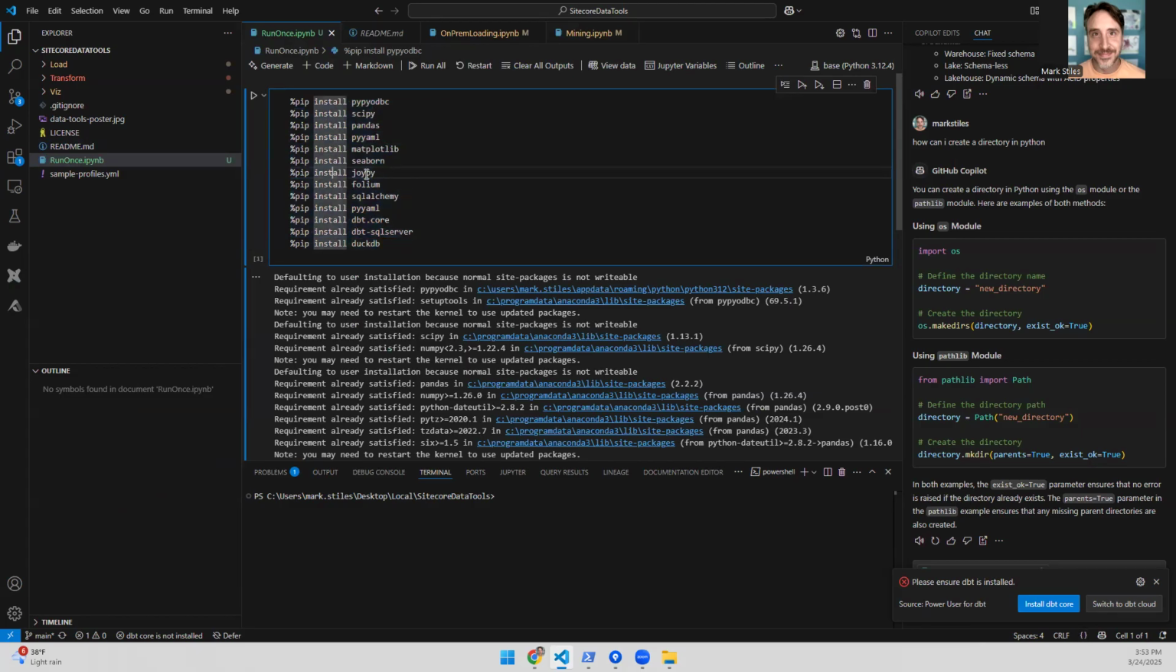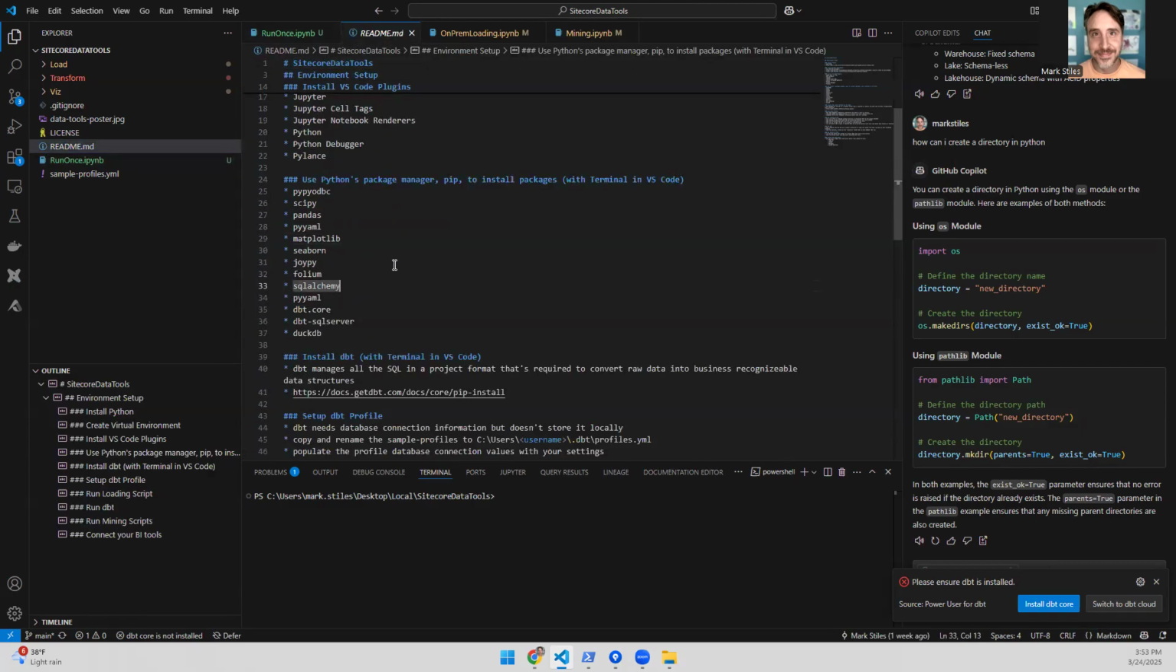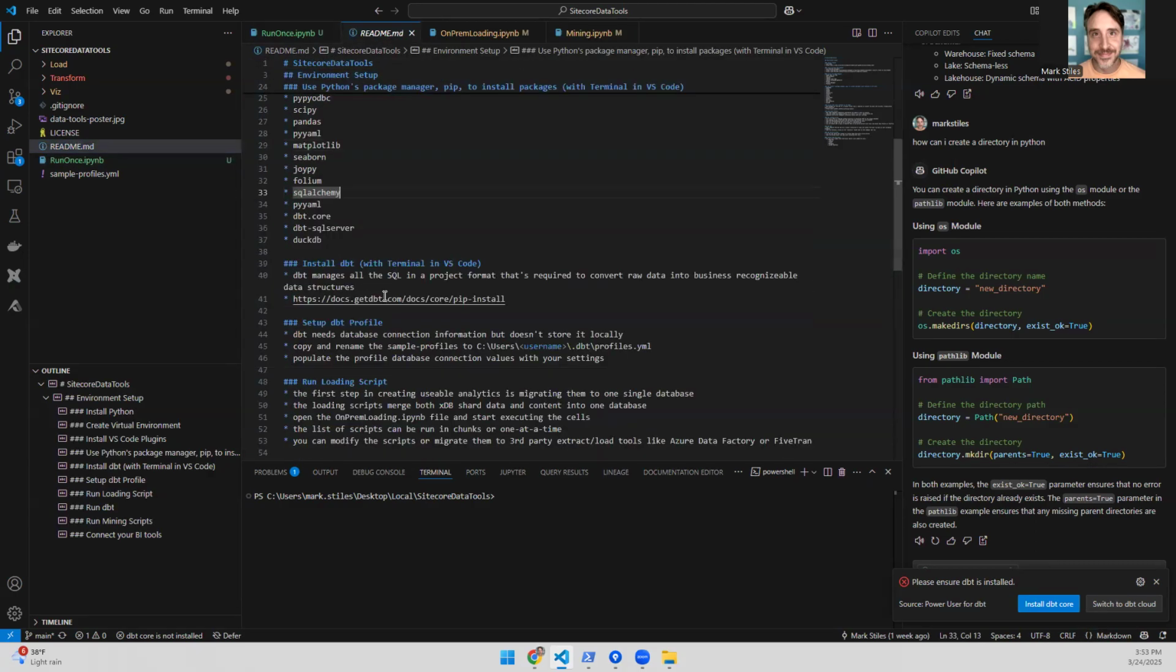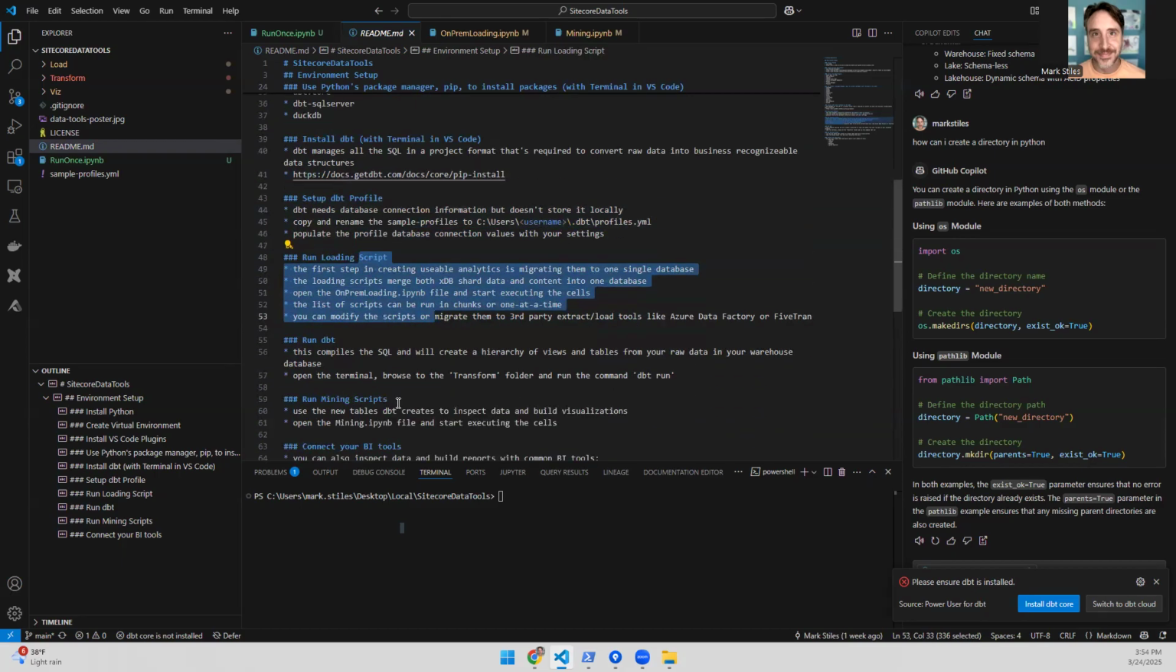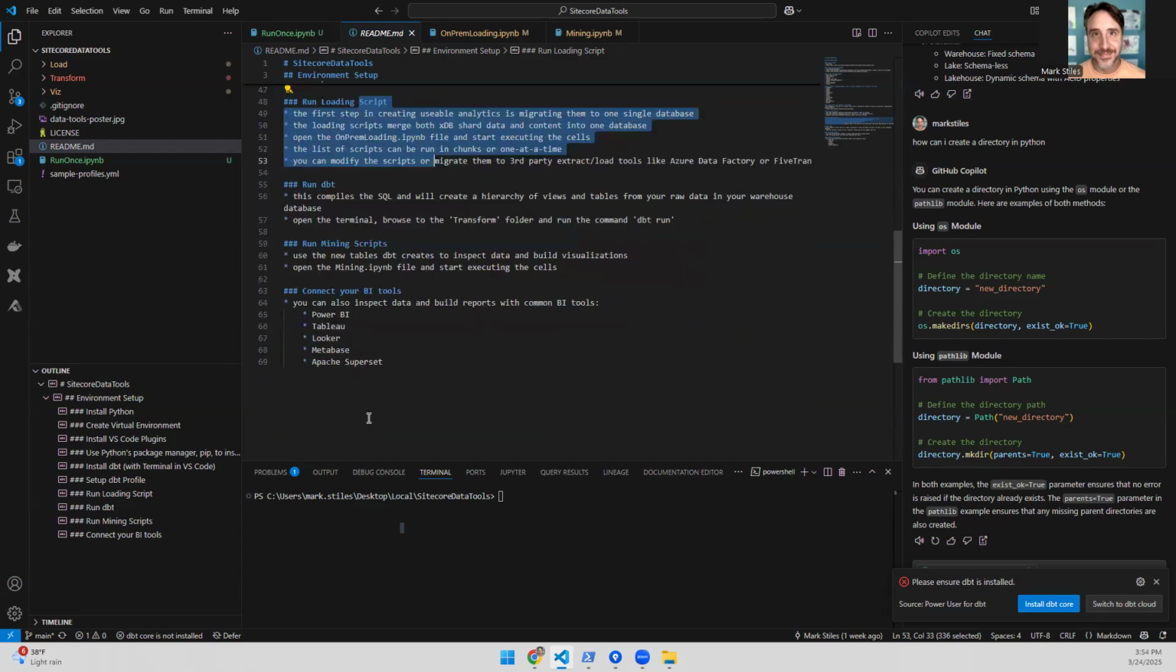In this case, it's just these. You run it once. And then you have to install dbt, which is a command line tool. So you'd use your terminal here to call that. And then you have to have a dbt profile. This is really your connection strings, but you don't keep them in your project. You keep them on your local machine. It just references them from your project name. And then you start running your scripts. Once you run the loading script and you run dbt, which is your transformation script, you can start to run into mining, and then you start to use your PI tools.